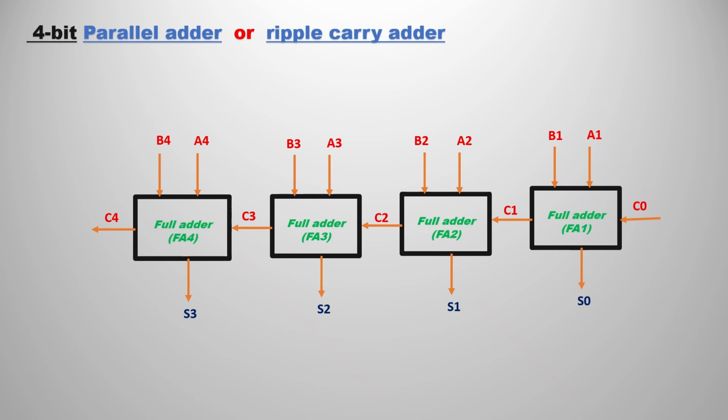If you observe the first full adder FA1, the inputs are C0, A1, B1, and the outputs are S0 and C1. The second one has inputs A2, B2, C1, and outputs S1, C2. Likewise, the last one, FA4, has inputs C3, B4, A4, and outputs S3, C4. I hope you understand. That is three inputs and two outputs. But we cascade them in a parallel way, in a continuous fashion, and that is known as a parallel adder or ripple carry adder.